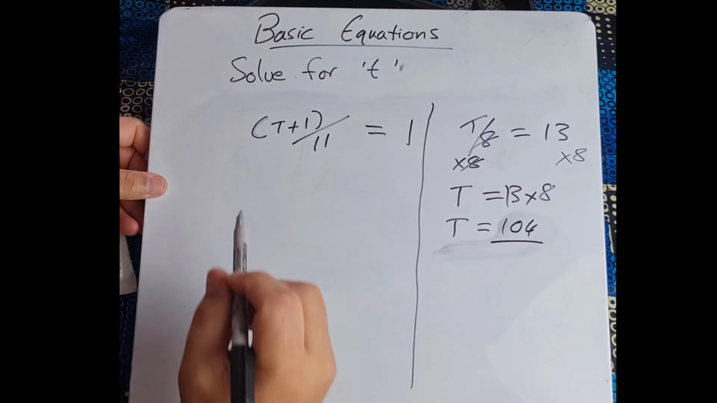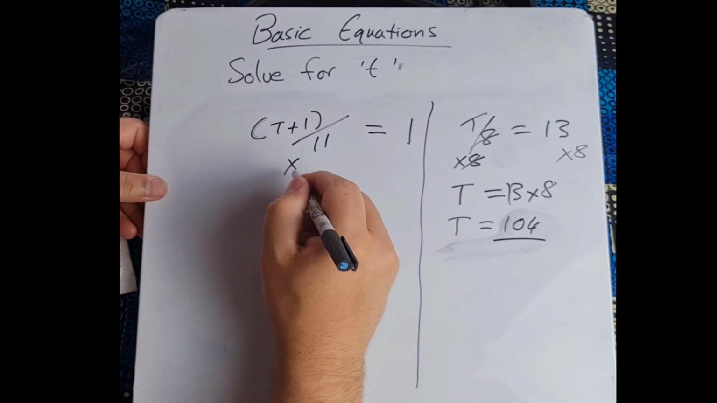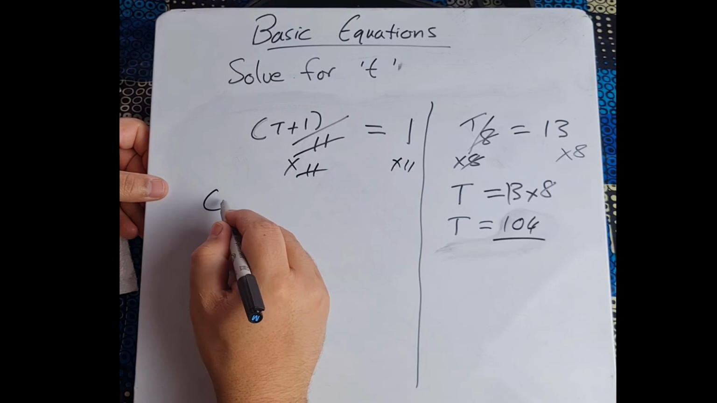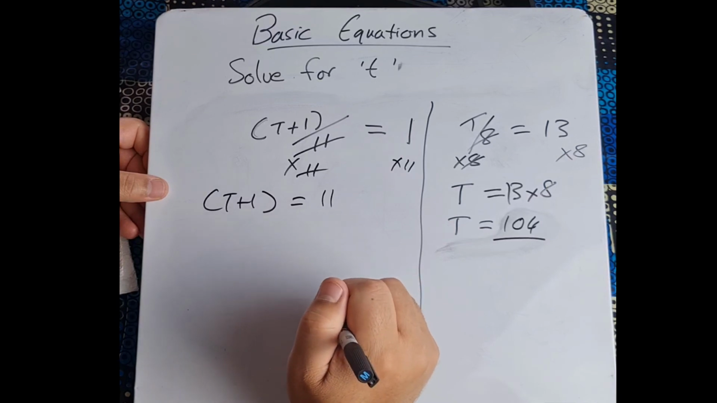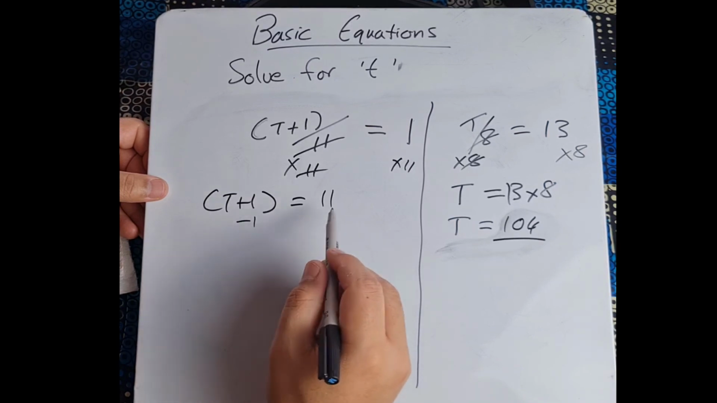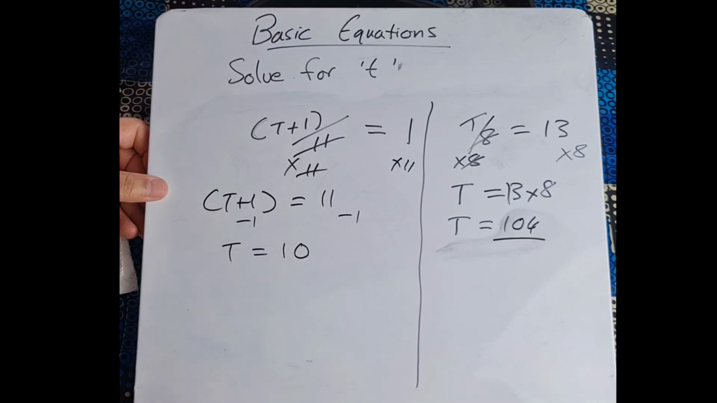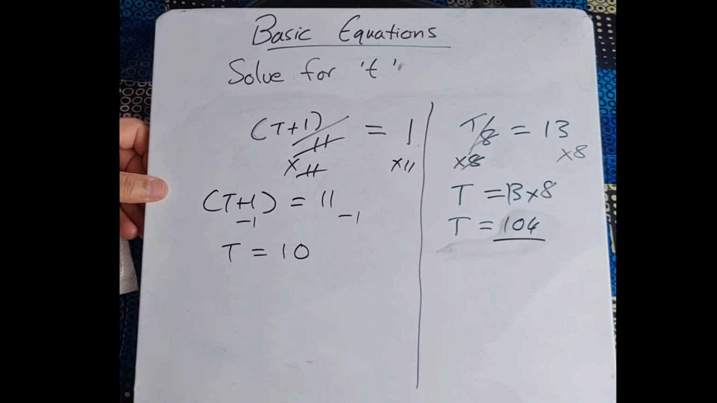Okay. So if we want to get rid of this 11, because it's been divided, we need to multiply by 11, multiply by 11 on the other side. That will cancel out, so we'll end up with t plus 1 equals 11 times 1 is 11. Okay, now we need to get that 1 across, so we're going to go minus 1, and that'll leave us with t equals 10. So if we are correct, let's have a look at this. If t equals 10, 10 plus 1 is 11. 11 divided by 11 is 1. There we go, and we've now solved for t.